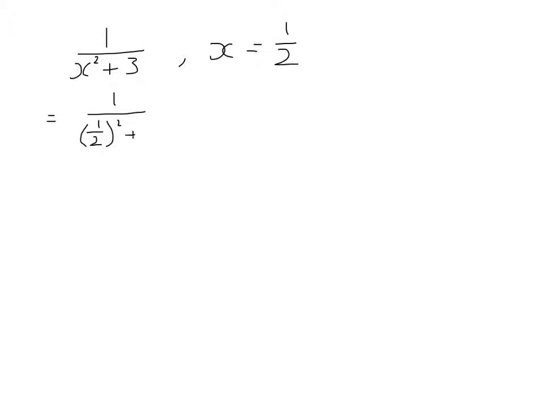And the next one, we have 1 over x squared plus 3, where x is equal to 1/2. Now, I'm going to substitute the x equals 1/2 into this, so it will be equal to 1 over 1/2 squared plus 3, which is equal to 1 over 1/2 squared is 1/4.